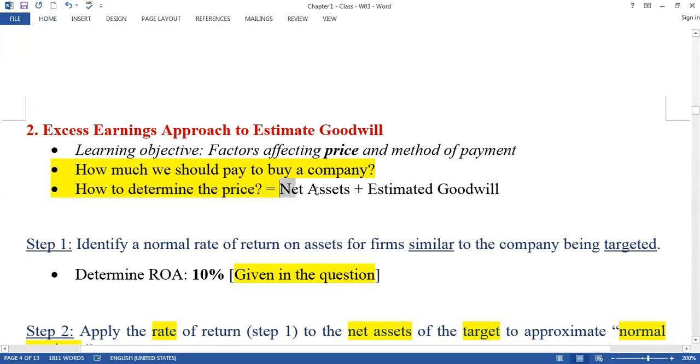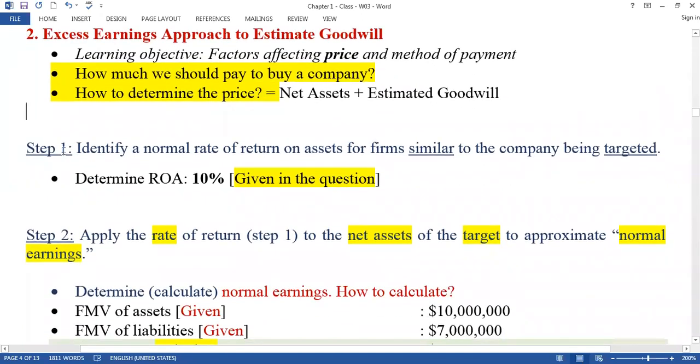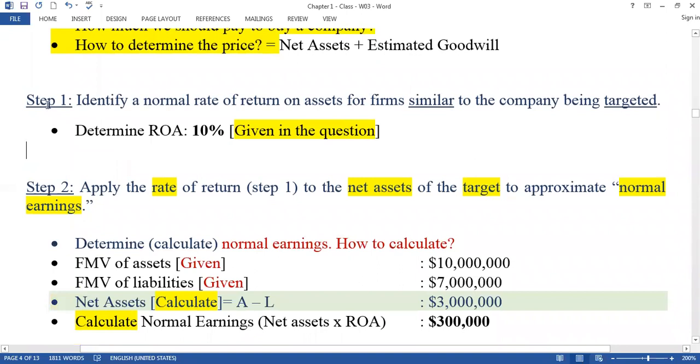So first we have to calculate net asset, then we have to calculate the estimated goodwill, but to do so, we have to follow some steps, right? And what is the first step about? We are going to determine the return on asset. And this is given in the question. Why? Because it is easy to get the information.